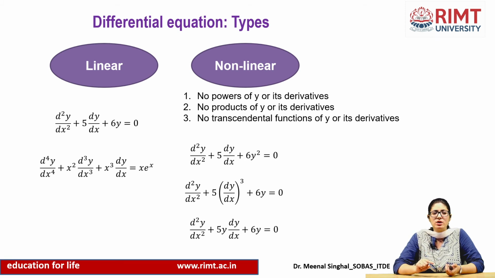Similarly, in the second equation which is written below this linear equation, in this case we have the fourth derivative, third derivative, first derivative of y. However, the terms x square, x cube are multiplied to it. So, it does not matter if we are multiplying the x terms to the derivatives of y or y itself. And moreover, on the right hand side you have e to the power x, which is the transcendental term in the independent variable. So, the independent variable does not cause any harm here. So, in this case, this equation is a linear equation.